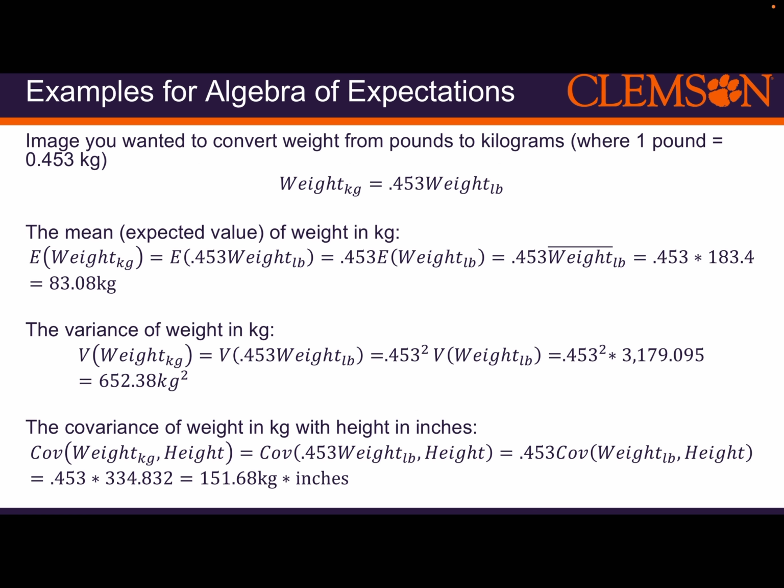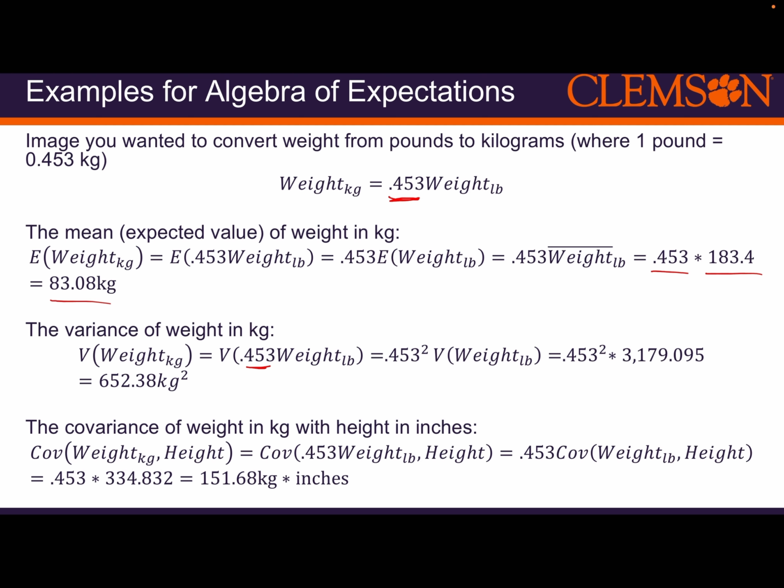Here's an example. Let's imagine we had weight in pounds and wanted to change that to weight in kilograms. We can get weight in kilograms by multiplying the weight in pounds by 0.453. If we were to report our data in kilograms, we could go back to our original mean of 183.4, multiply it by 0.453, and we end up with a mean of 83.08 kilograms.